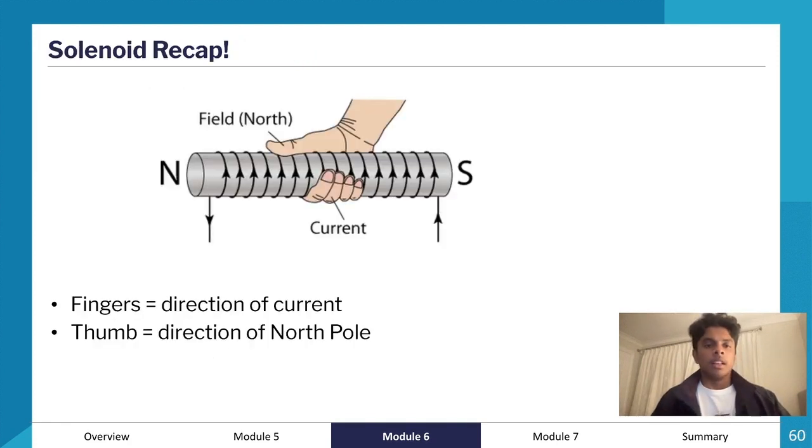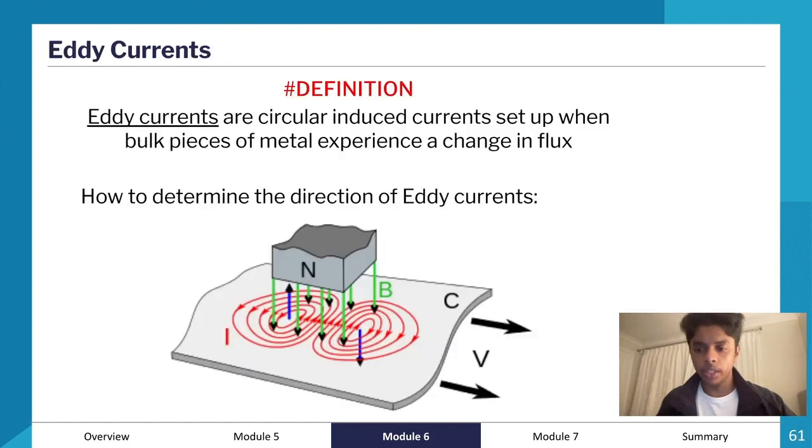So let's go through a recap of solenoids now. Fingers point in the direction of the current, and the thumb points in the direction of the North Pole. So if your solenoid is pointing upwards, your fingers will point upwards, curving along with the direction of the solenoid, and whichever direction your thumb points in will be north. So, a little recap of solenoids. We can move on to the definition of eddy currents now.